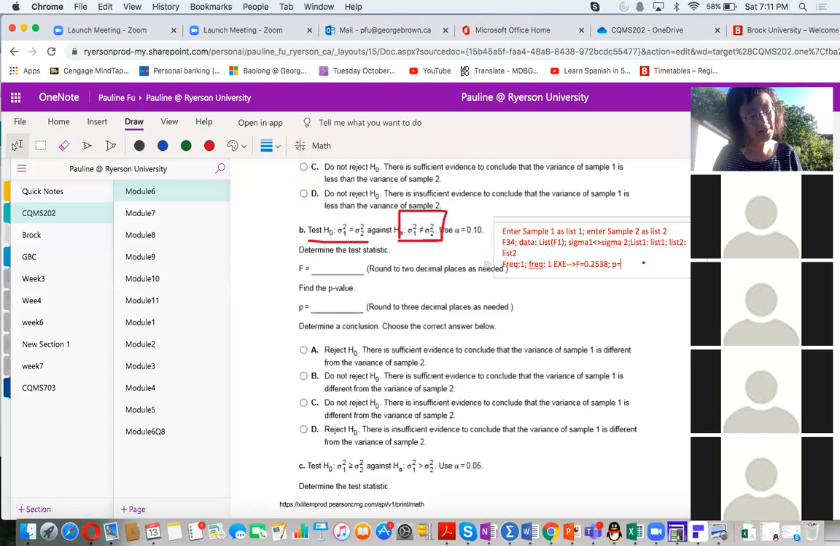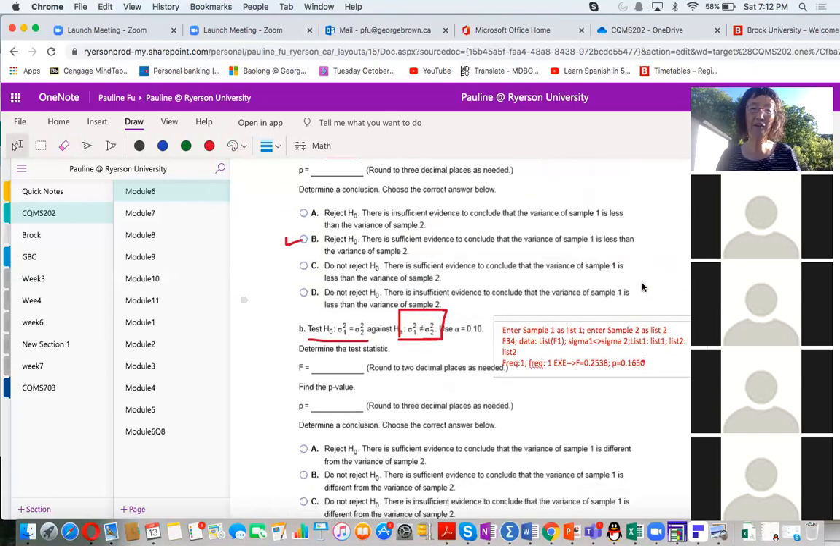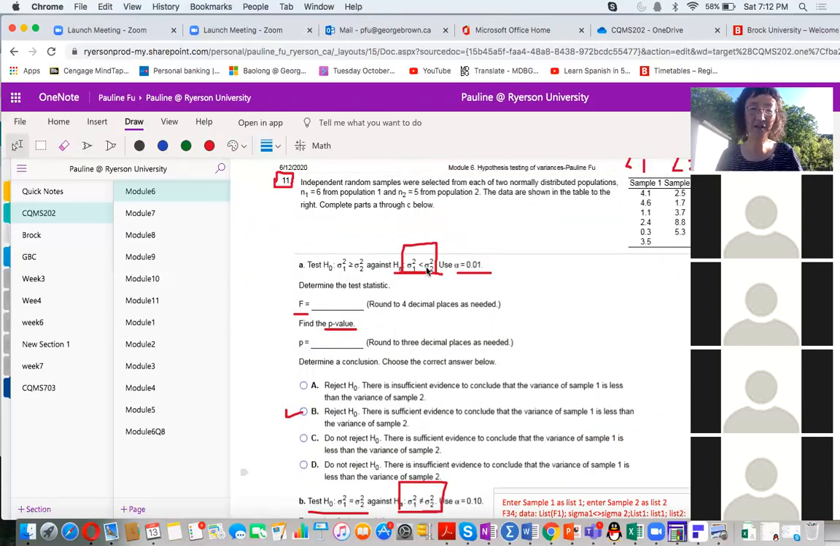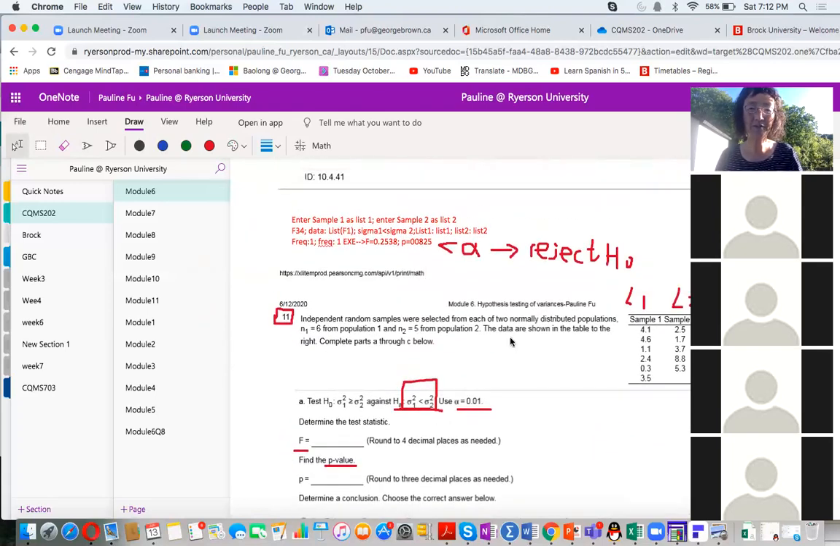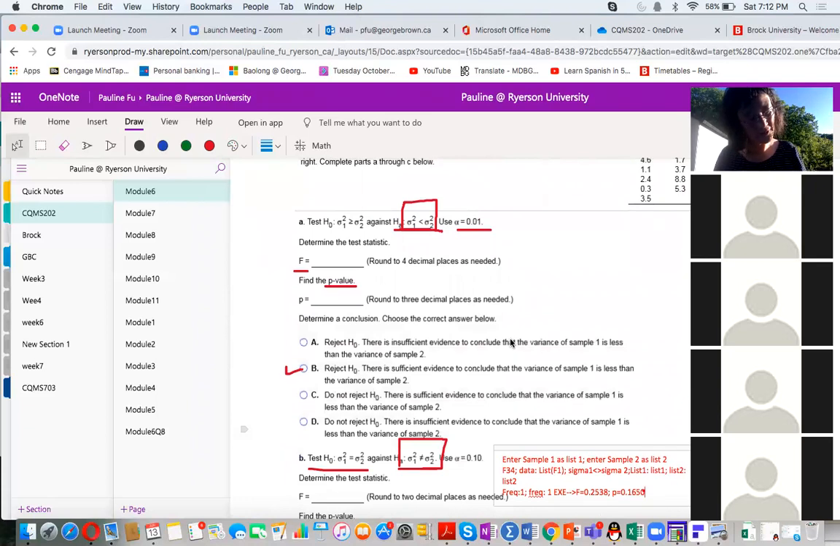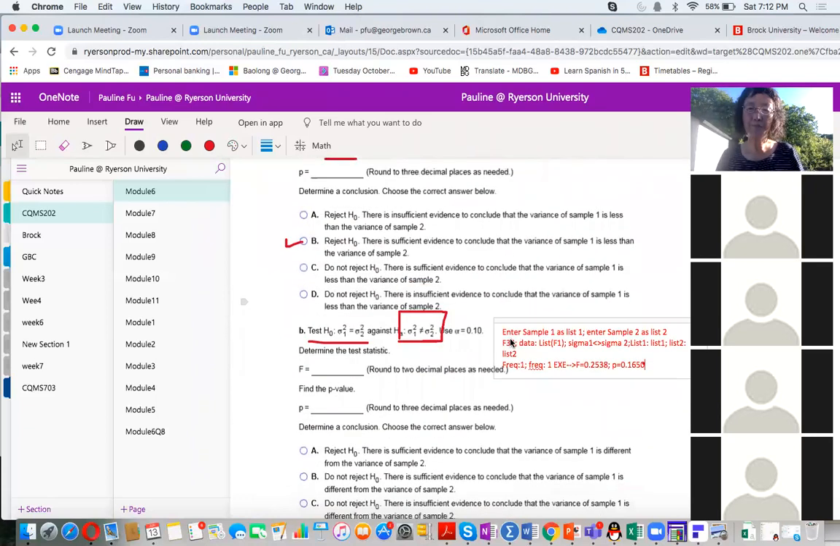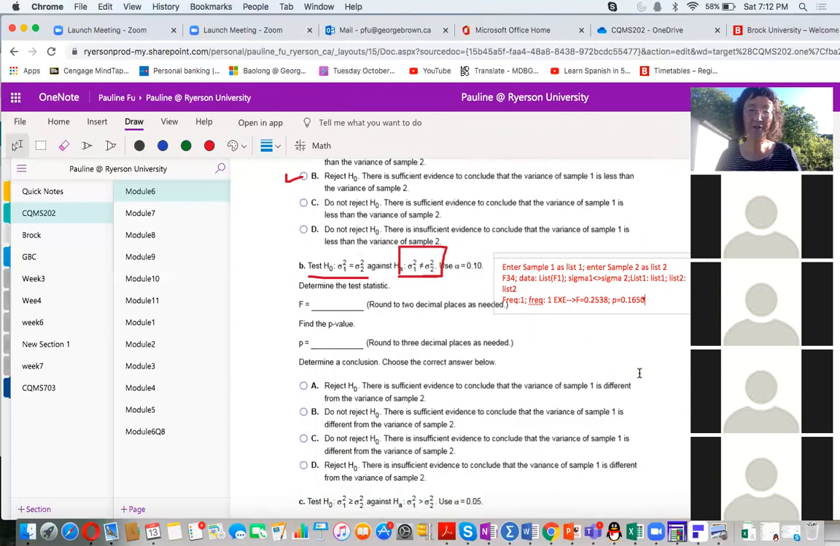The P value I get is 0.1650. If you notice, this P value happens to be 2 times the previous one. So this is my P value. Again, you compare this P value, it is still greater than alpha.